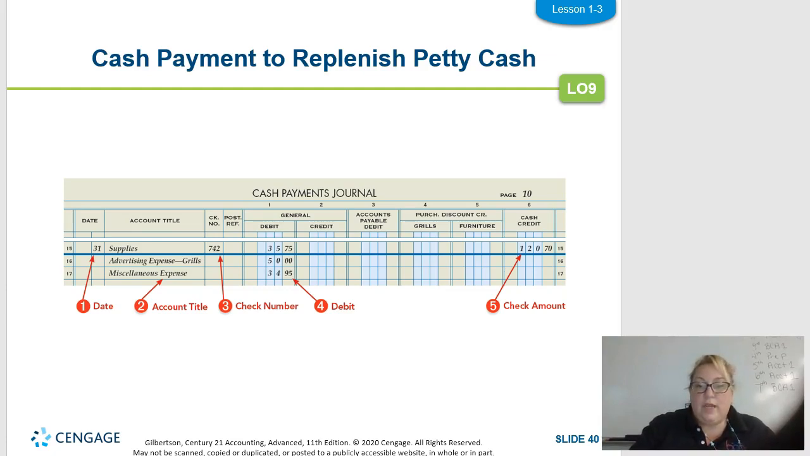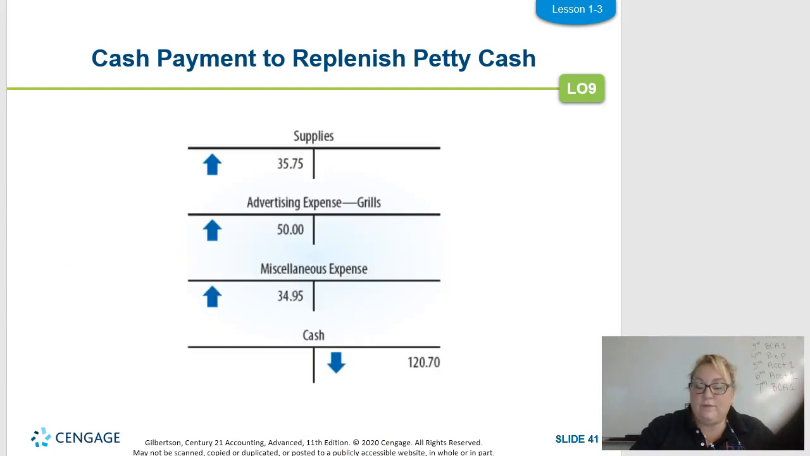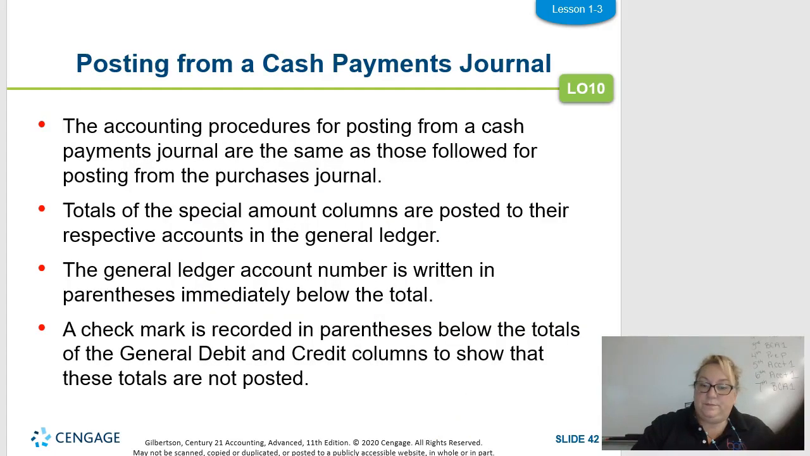So they just show that example. In this case, they spent some of that petty cash on supplies, advertising, miscellaneous, and then they recorded it over in our cash credit, because we're going to have to write a check to put that money back into the petty cash fund. So that's what it looks like in your T accounts.